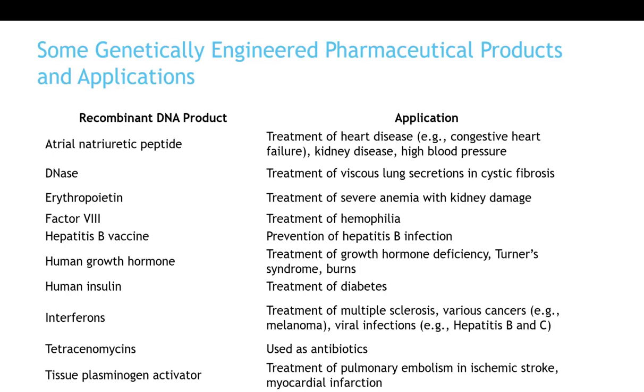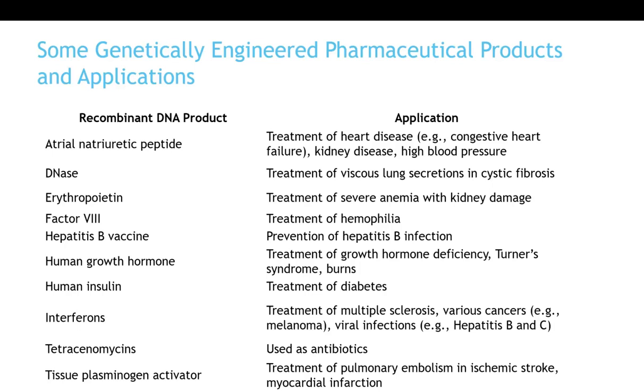For example, atrial natriuretic peptide, which is used for treatment of heart disease, high blood pressure, and kidney diseases. DNase, so it's important for the treatment of cystic fibrosis. Erythropoietin for treatment of anemia and kidney diseases. Factor VIII, which is an important factor in clotting the blood in hemophilia. Hepatitis B vaccine, another important vaccine that they can get through recombinant DNA production. Growth factor or growth hormones, which are important especially in some genetic diseases with growth hormone deficiency, or Turner syndrome, or burns. Insulin, as you can imagine, for the treatment of diabetes.